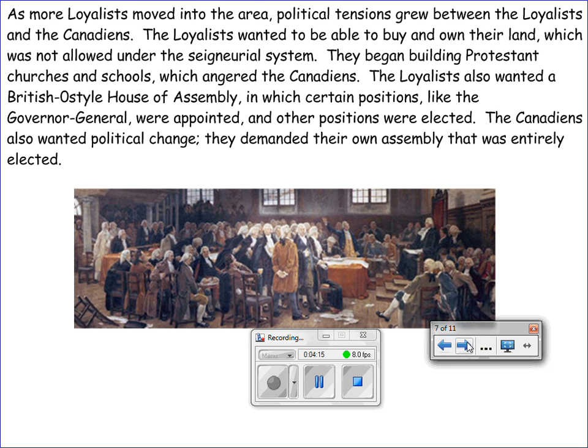As more Loyalists moved into the area, political tensions grew between the Loyalists and the Canadiens. The Loyalists wanted to be able to buy and own their land, which was not allowed under the seigneurial system. They began building Protestant churches and schools, which angered the Canadiens. The Loyalists also wanted a British-style House of Assembly in which certain positions, like the Governor-General, were appointed and other positions were elected. The Canadiens also wanted political change. They demanded their own assembly that was entirely elected.